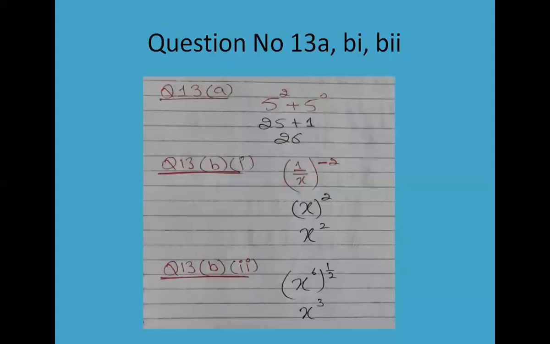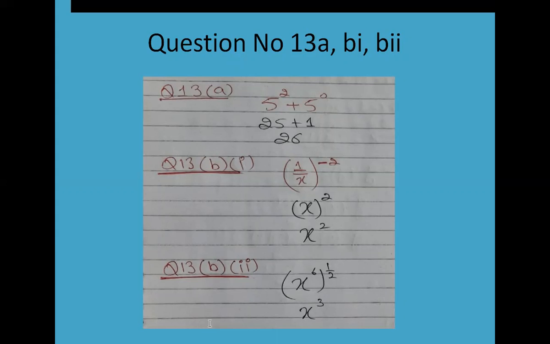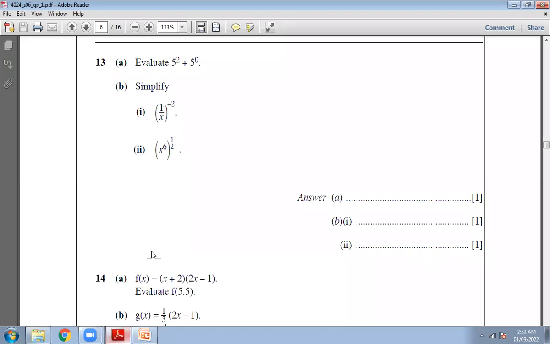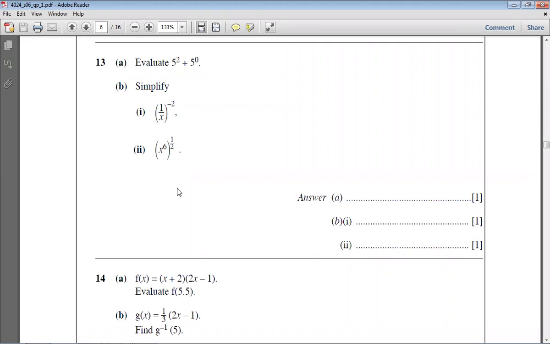Question number 13B and its first part. So you have bracket 1 by x bracket close raised to power minus 2. When I reciprocate this fraction inside the bracket, the power outside from negative will become positive. So you will have x square. So x square is the answer. In this second part, you have x raised to power 6 raised to power 1 by 2. The power of the power multiplies. So when 6 will multiply with 1 by 2, 2 and 6 will be cancelled. You're left with 3. So x will be x raised to power 3. So this is how you do this question number 13. We are done with discussion.